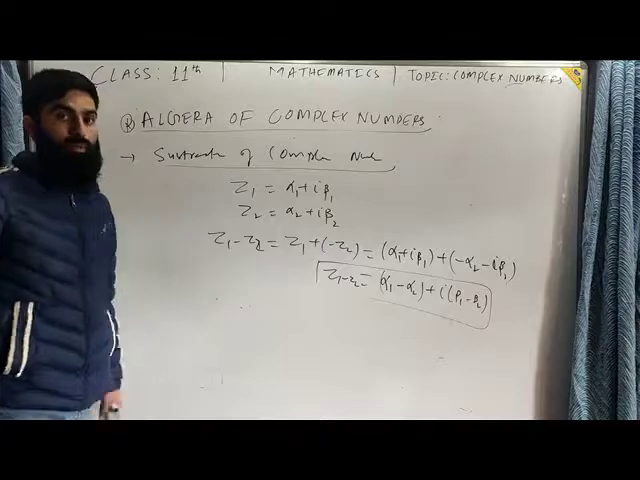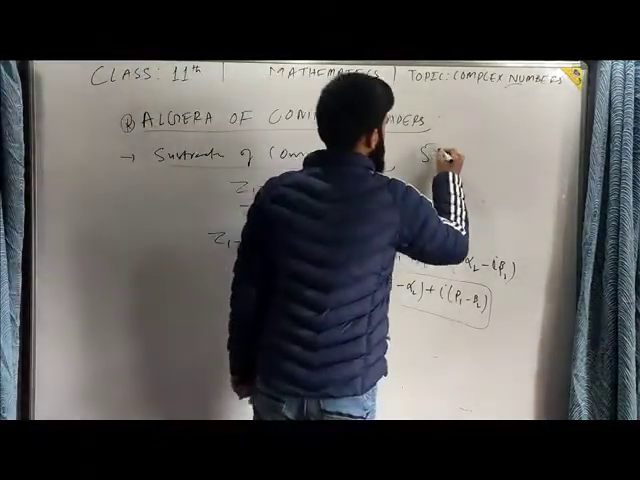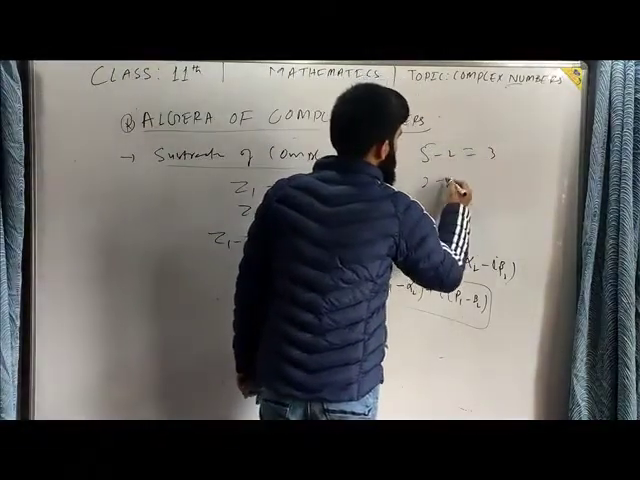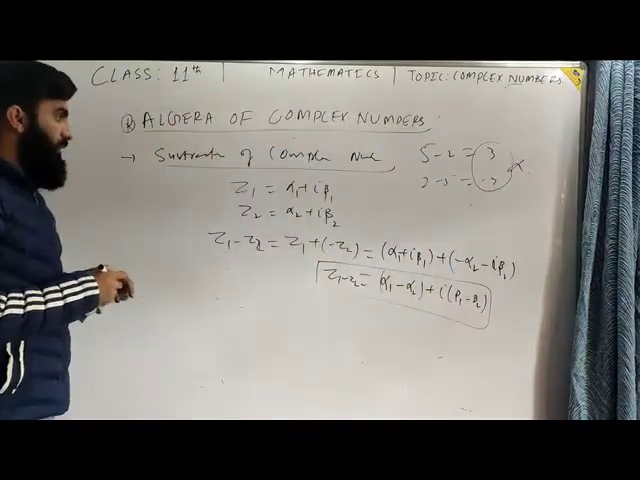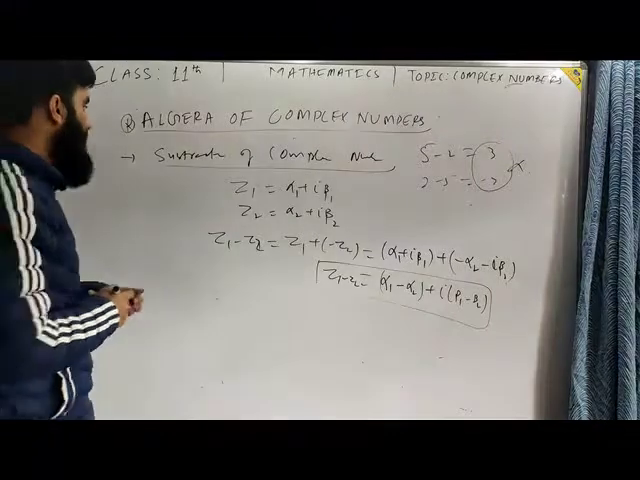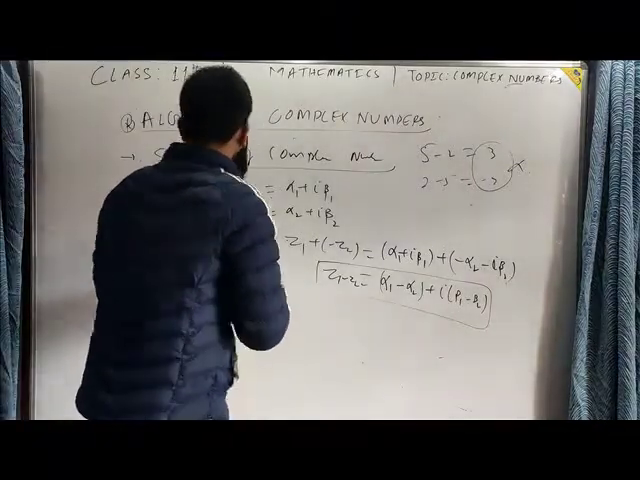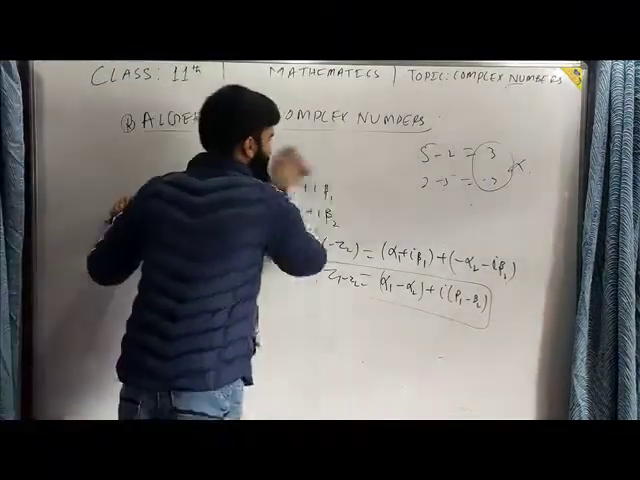Obviously, it is not going to follow the commutative rule. Why? If we take 5 minus 2, what is that? 3. If we take 2 minus 5, what is that? Minus 3. So they are not equal. So this doesn't follow the commutative law. And obviously, it is not going to follow the associative law as well. This is the subtraction of complex numbers.